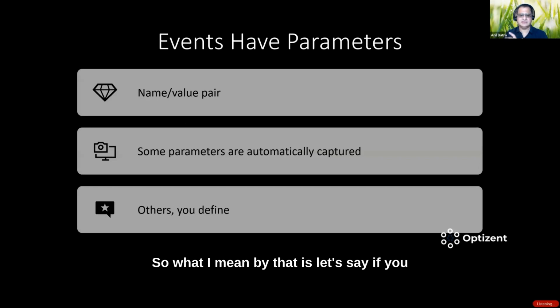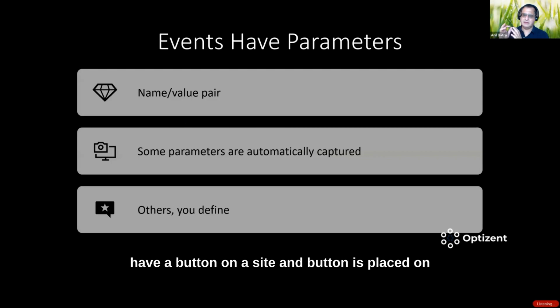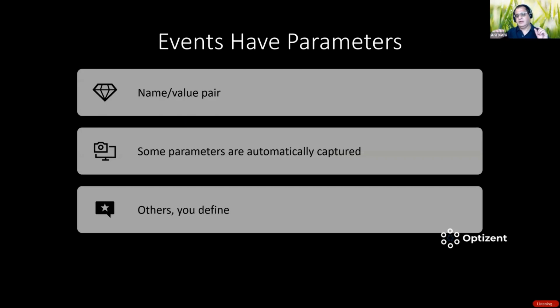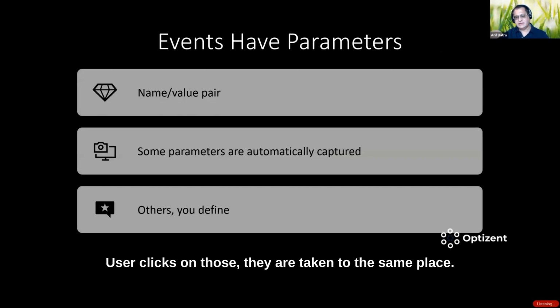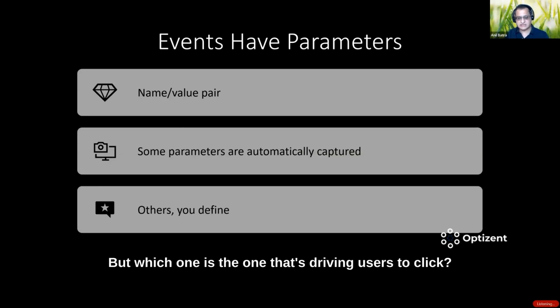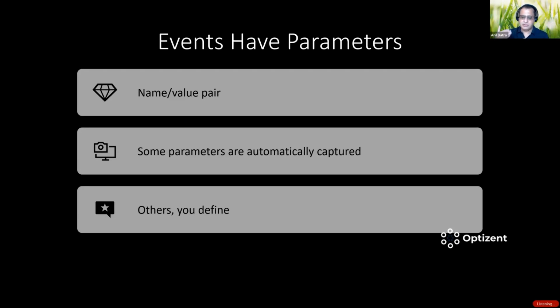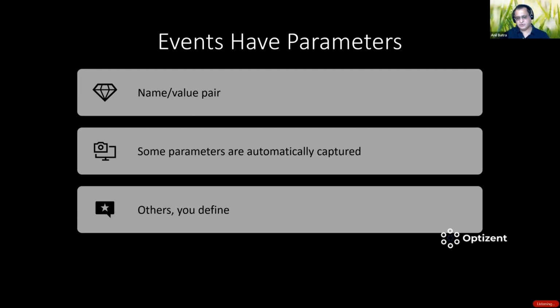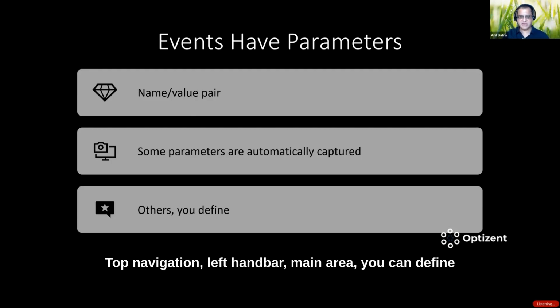What I mean by that is, let's say you have a button on a site, and the button is placed on the top menu, on the left-hand navigation, as well as the main panel. Let's say three places, button or link or whatever you want to call it. The user clicks on those, and they are taken to the same place, right? Top link, left link. But which one is driving users to click? That can be defined as a parameter of the button: top navigation, left-hand bar, main area.